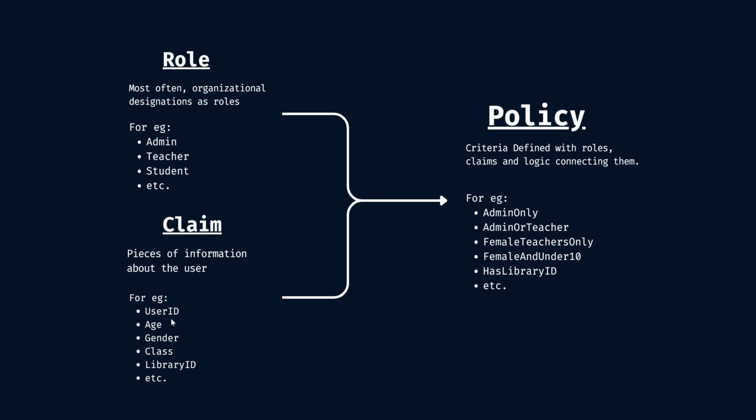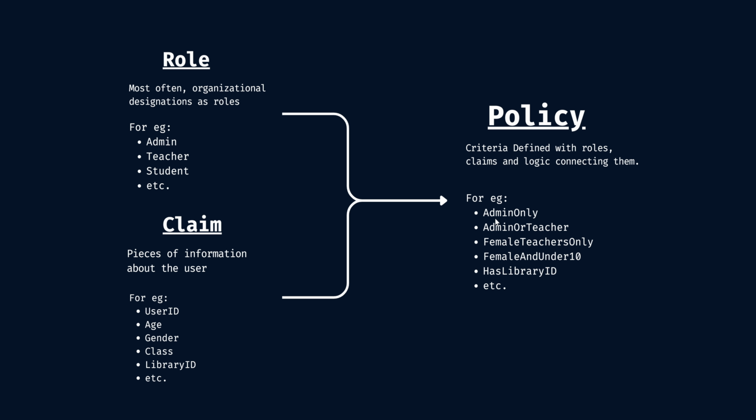For example, user ID, which we have already added to the JSON web token, then age, gender, then the class or grade in which the student is studying, then library ID, etc. And finally, we should be familiar with the term policy. You could think of them as a criteria defined with role, claim, and when we want to combine roles and claims, there will be a logic in between them to connect each other.